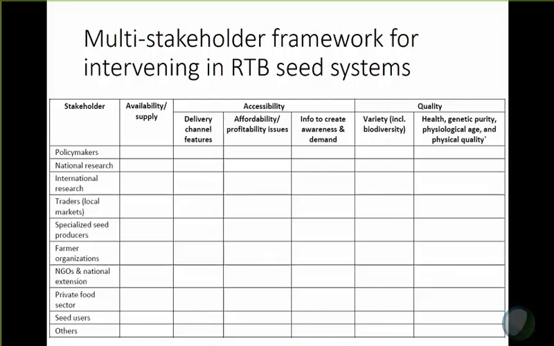Matrix, okay? In the first column, we have the stakeholders of a certain seed system, from policymakers to seed users, the whole range of stakeholders. As you can see, we have many of them, and it is quite common to have conflicting interests among these stakeholders. And in the first row, we have the functions of a seed system.